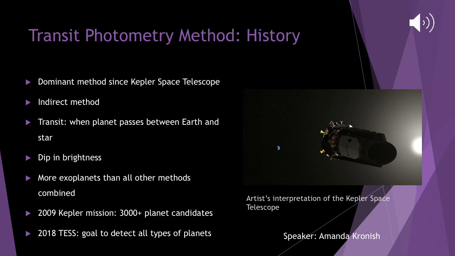The transit photometry method, known more simply as the transit method, has dominated over all other exoplanet discovery methods since the departure of the Kepler Space Telescope in 2009. Similar to the radial velocity method, the transit photometry method is an indirect way of finding exoplanets. In essence, when a planet passes in front of a star, the brightness emitted by that star decreases. This phenomenon is called a transit.